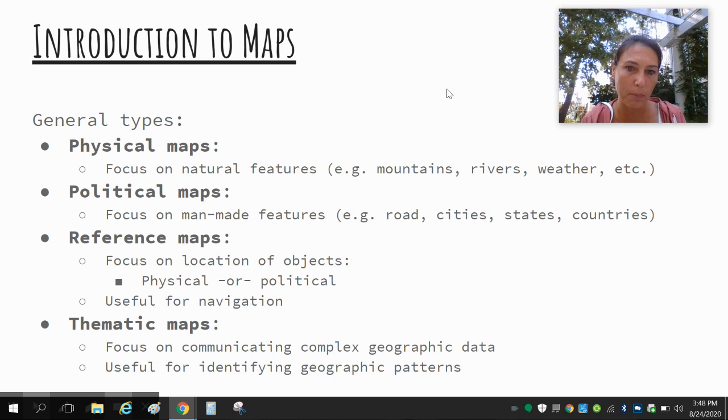So a road map would be a political map. Sometimes a road map would actually even have physical features on it. And these are useful for navigation from getting from one place to another.